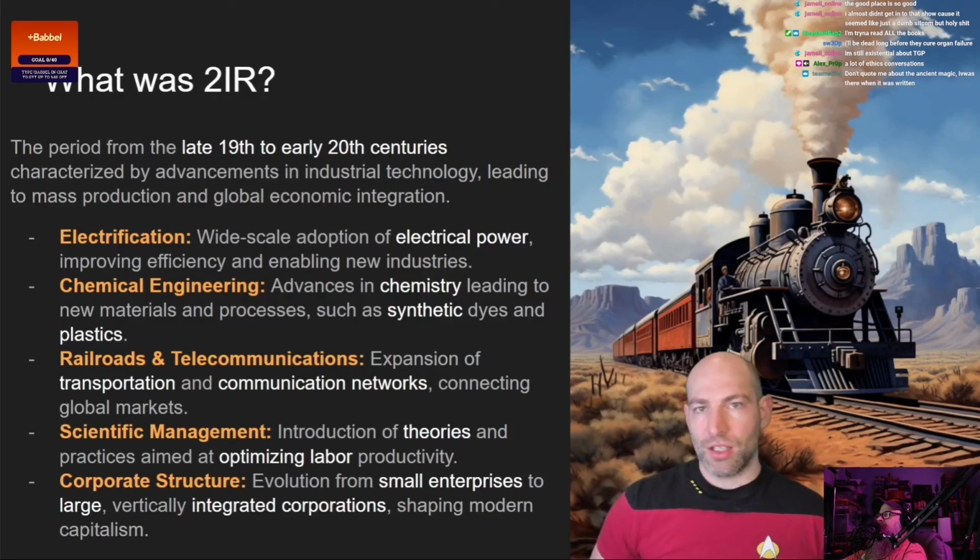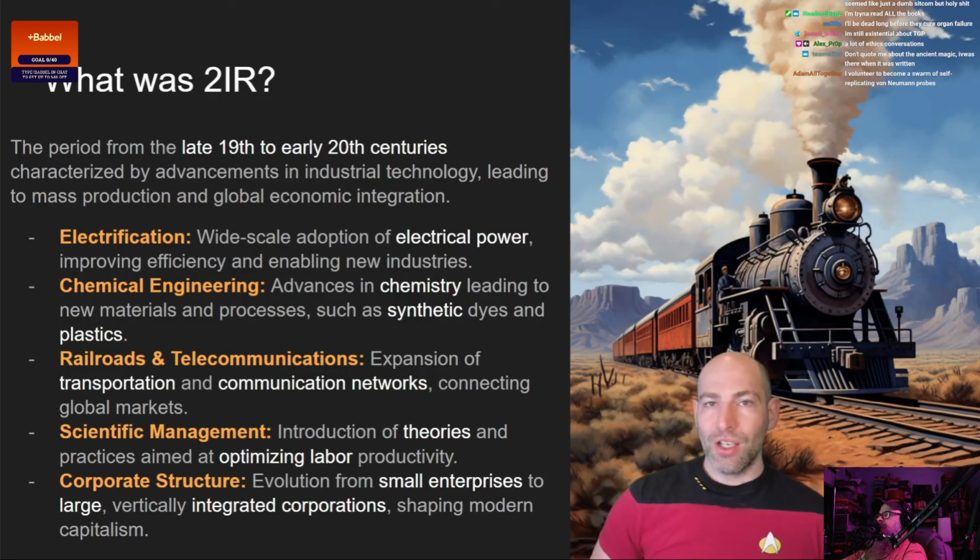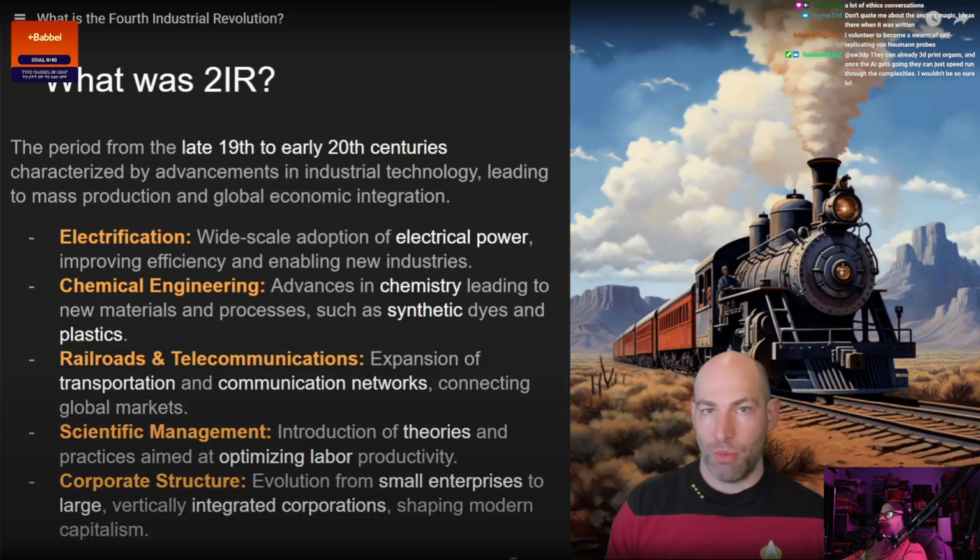Also, with the industrial scale, we saw the emergence of modern corporations. So until then, all you had were smaller factory bosses, right?